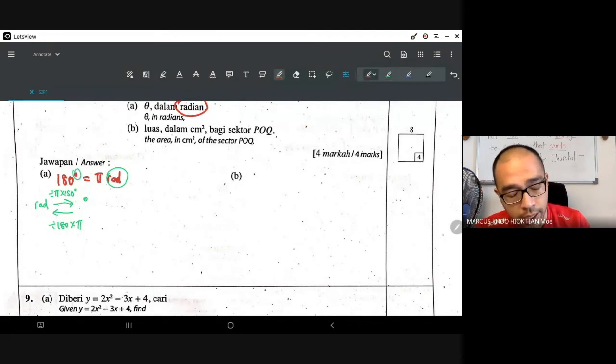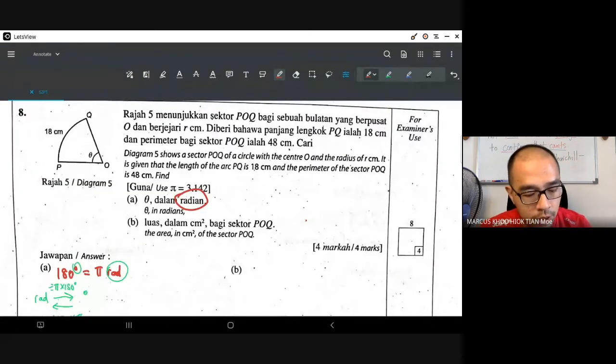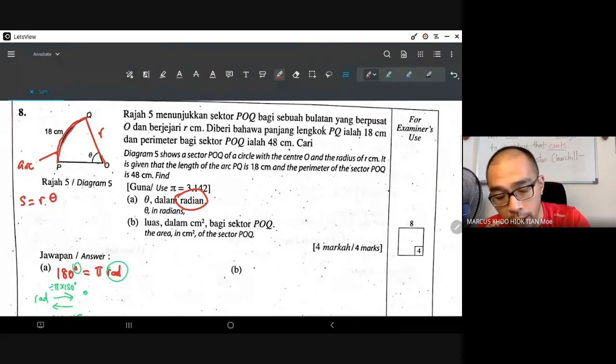Secondly, we looked at the arc length. A few terminologies: if this is the radius, the length of PQ is known as the arc length. And we learned that the arc length is given by s equals r theta, where theta needs to be in radian.